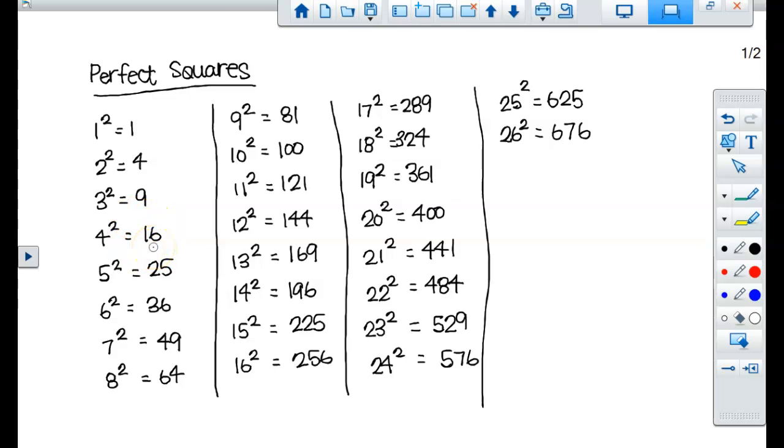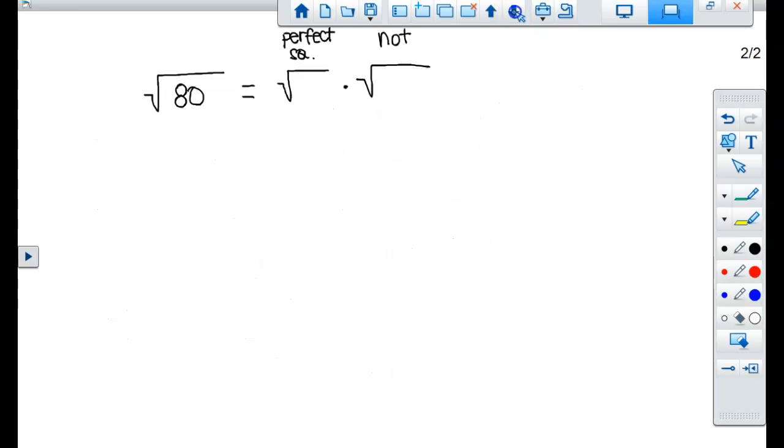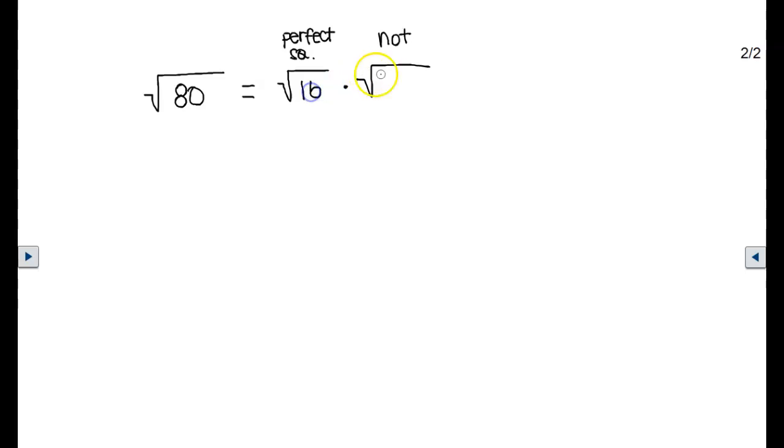If I do 80 divided by 16, I get 5. So 16 is the perfect square that I'm going to use to help me factor this square root of 80. So I'm going to rewrite this as the square root of 16 times the square root of 5. Now, square root of 16 means what number times itself is 16. That, of course, is 4. The square root of 5 means what number times itself is 5. And there is no answer for that, so I'll leave that part alone.